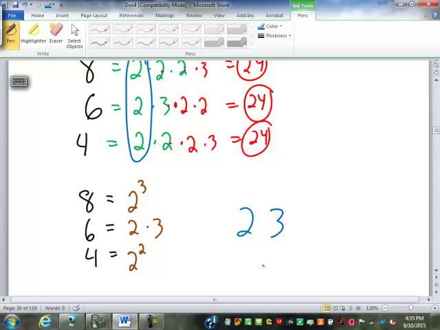What is the highest power on the 2? 3. Highest power on the 3? Oh, just the 1. Just the 3 by itself, right? So 2 to the 3rd power, 2 times 2 times 2 times 3 is 24. It's a little bit simpler if you do it. A lot of people, some people don't like the exponential form.